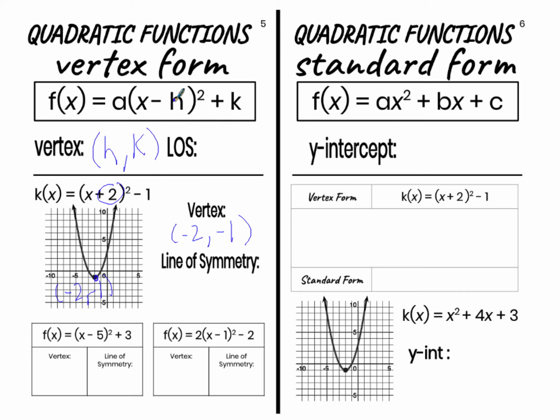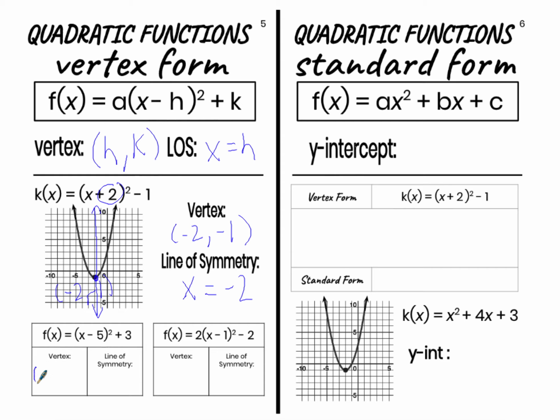The line of symmetry is just given by x equals h. In this case, x equals -2. Again, where that value is the opposite of whatever is inside the parentheses. So in the case of x plus 2, the line of symmetry is x equals -2. X minus -2 becomes x plus 2.